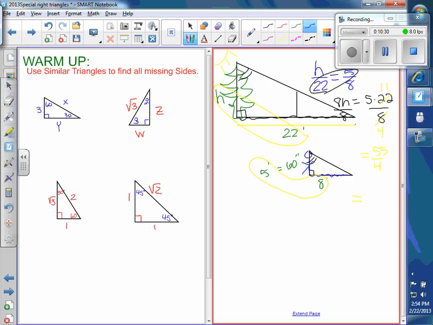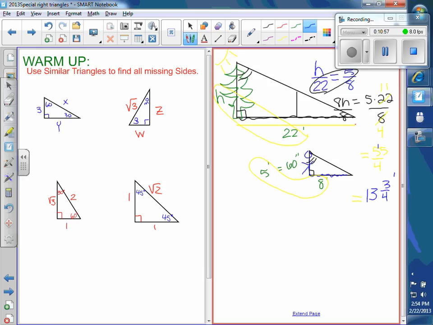So 4 goes into 5 how many times? Once. What's the remainder? 4 goes into 15? 3 times. And the remainder is 3. So 13 and 3/4. What are the units? Inches. No, feet. Feet. That's an old similar triangle problem. You guys remember that? Okay.